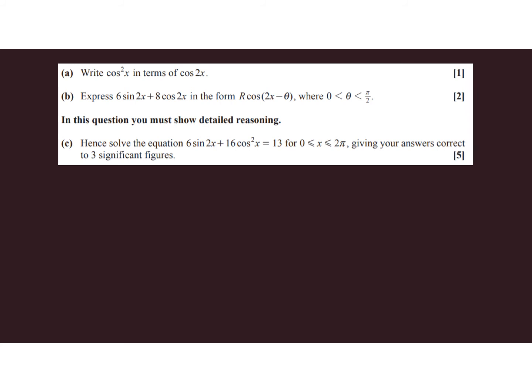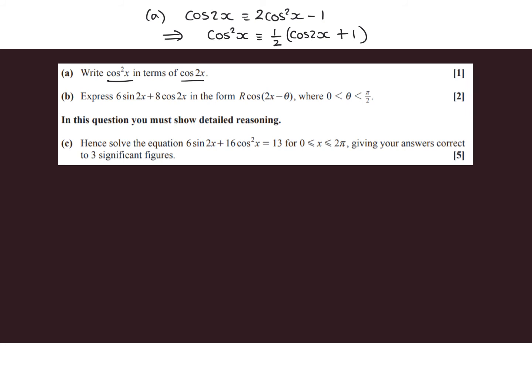So onwards to our next question, which is about trigonometry. Now, part A. Right, cos squared x in terms of cos 2x. So you should know that there is an identity that tells you cos 2x is 2 cos squared x minus 1, which of course can then be rearranged to say that cos squared x is equivalent to a half of (cos 2x plus 1).